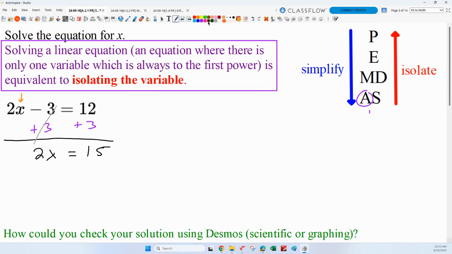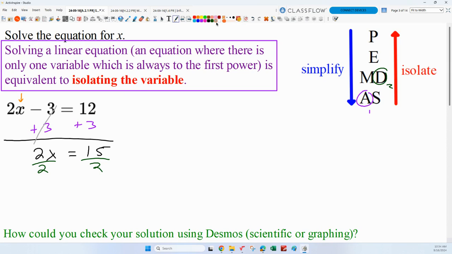We move up the ladder to the next row, multiply and divide. Is there anything I need to multiply both sides by or divide both sides by to get the x by itself? Divide by 2, of course. So divide by 2, step 2, is going to be division.